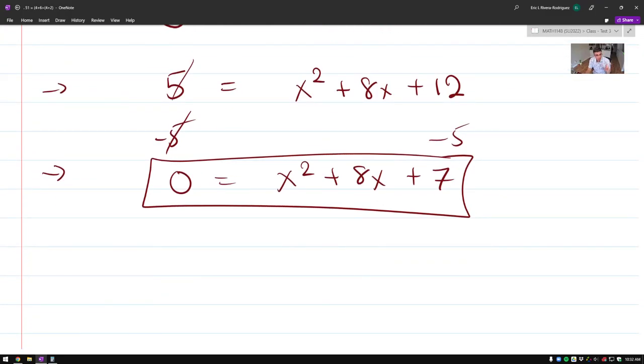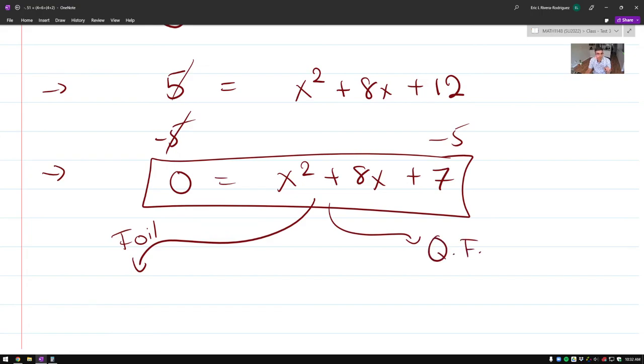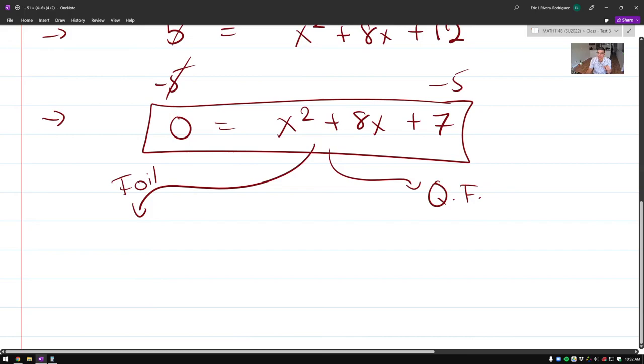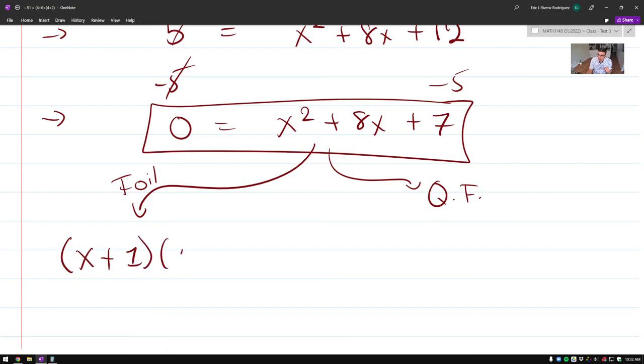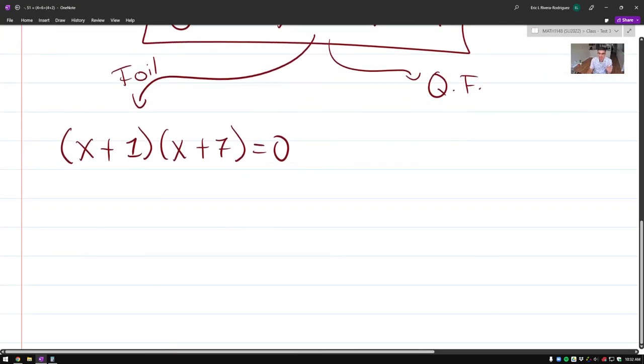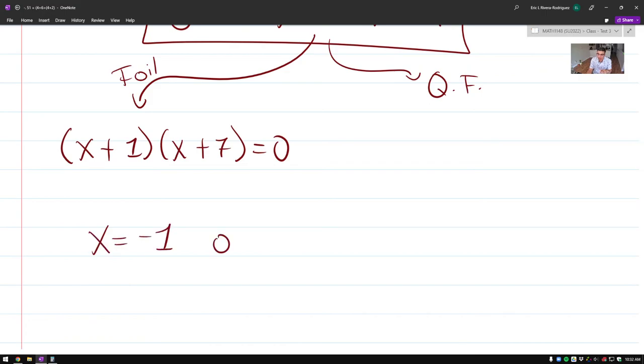So we have two methods to do here. We have the FOIL method, or we have the quadratic formula method. I'm going to use the FOIL method. So the FOIL method will be (x plus 1)(x plus 7), so when we multiply 1 and 7, we get 7. When we add them, we get 8. Remember that we are solving for that polynomial being equal to 0, so we have two options. x is equal to negative 1 or x is equal to negative 7. These are not the final solutions yet.